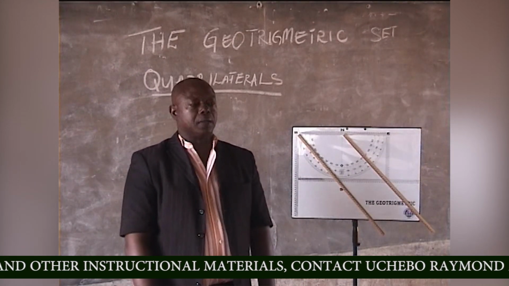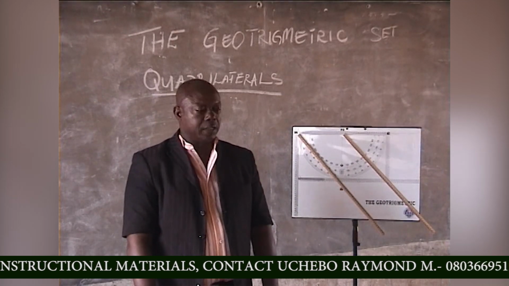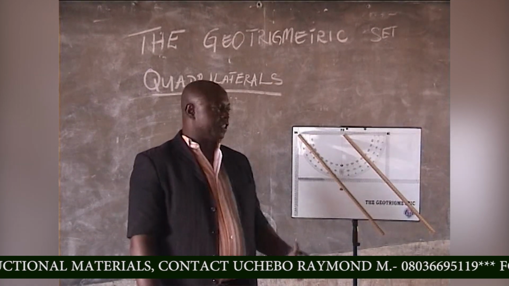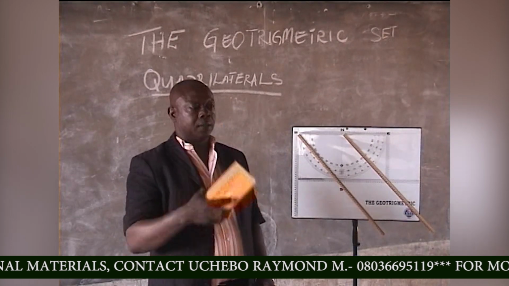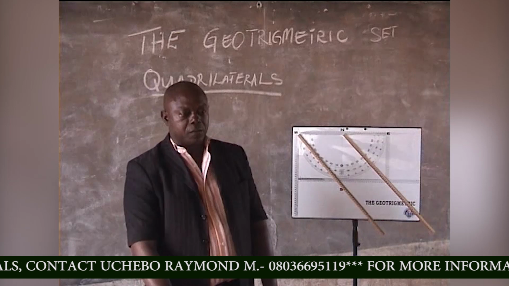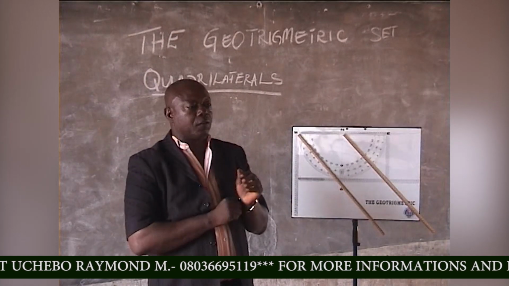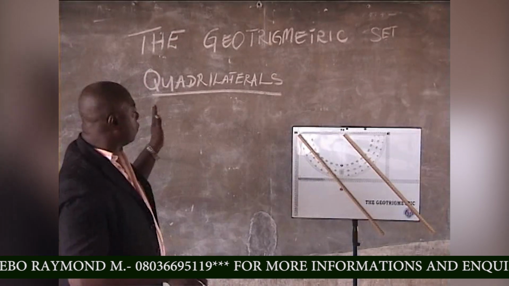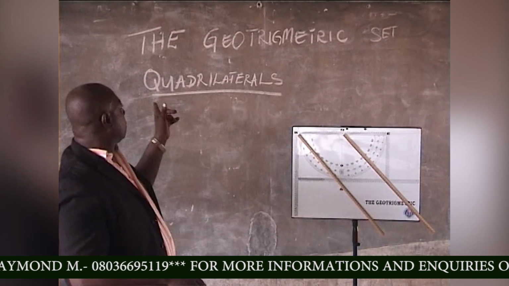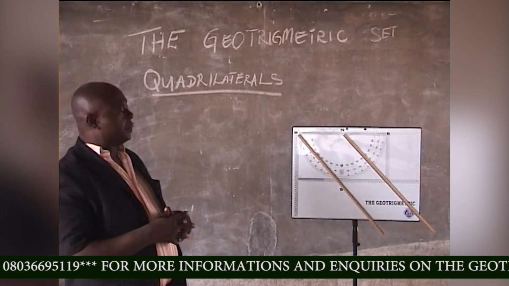Standing before you is Mr. Uchebo Raymond, the inventor of the Geotrigmetric set, both teachers' and students' sets. We are here to use this Geotrigmetric set effectively to teach one of the chapters of the book that is handled on the Geotrigmetric set. This class, we are going to deal with quadrilaterals.